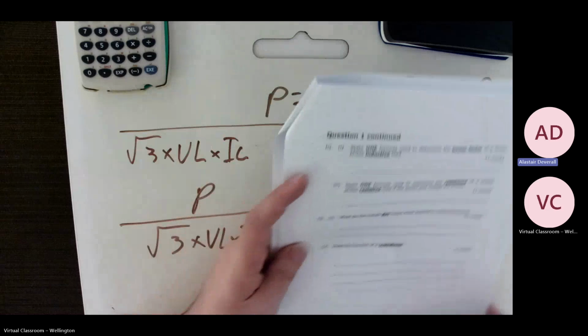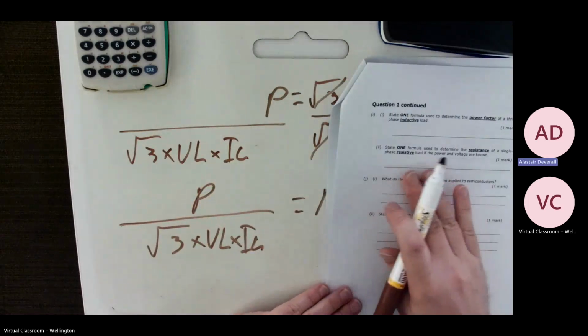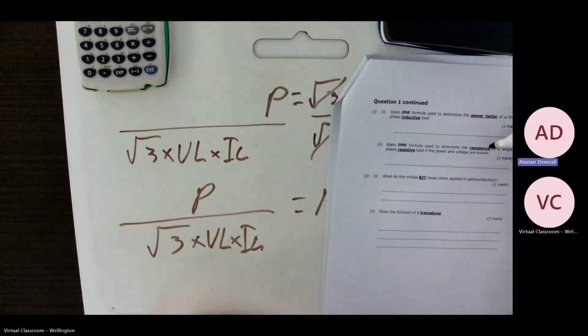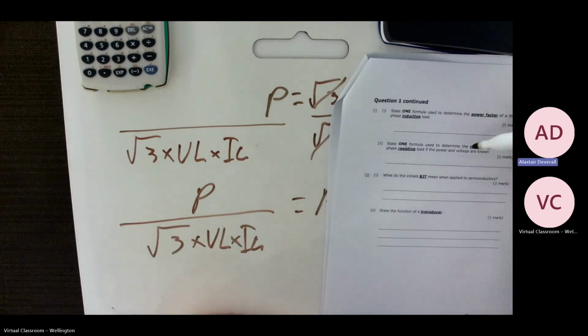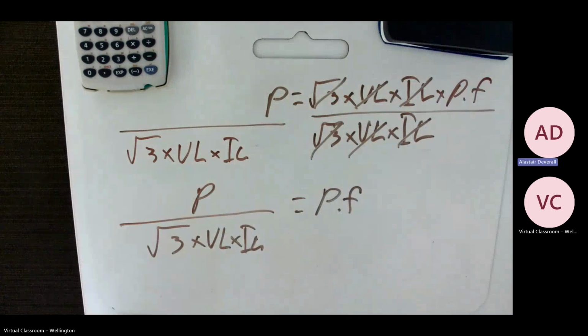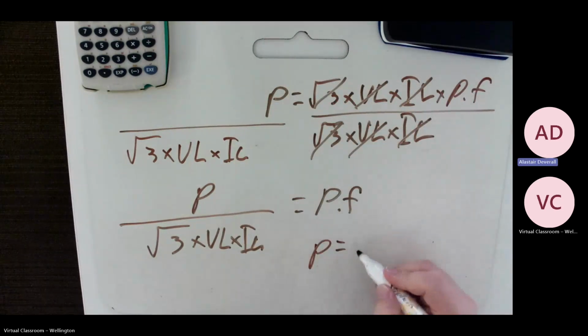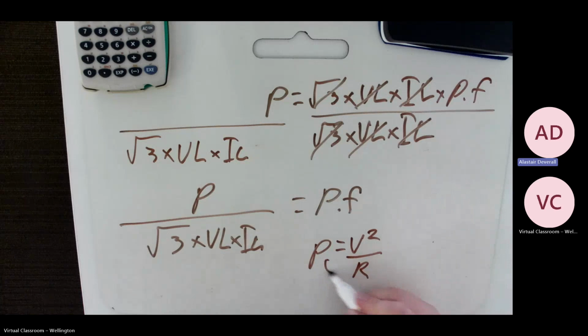Question 2 there. State one formula to determine the resistance of a single-phase resistive load if the power and voltage are known. So our formula that we generally learn is power equals V squared over R. We want to rearrange this so that it's R equals. One thing, if you've learned it, is you can literally just swap those two. So R equals V squared over P.